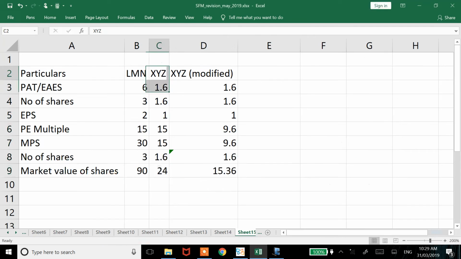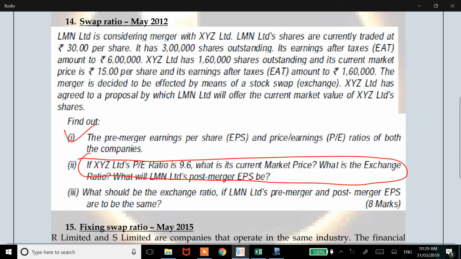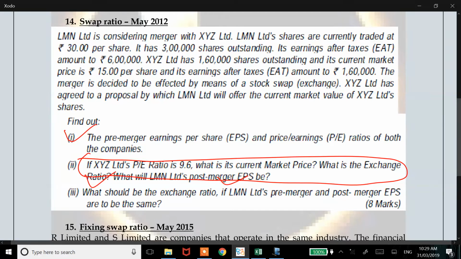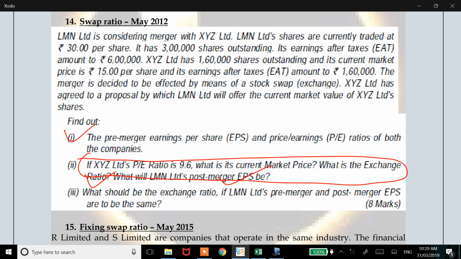So I have done another column called XYZ modified, or XYZ as per part 2 of the question. As per part 2, they have changed the P multiple, and then the analysis is continued. In part 1, they have not even asked any analysis to be done. So when I come to part 2, they have changed the P multiple for one of the entities, and based on that they are saying calculate the exchange ratio and the post merger EPS.